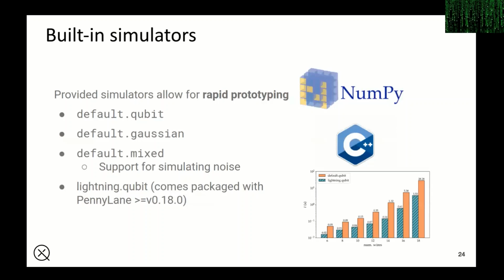The last device that I would like to mention here is the lightning.qubit device. This is a device we've been working on for some time now, and it is now shipped by default with PennyLane, with the 0.18 release that we have made. On the right-hand side, you can see a comparison between default.qubit and lightning.qubit for the adjoint differentiation method, and it's much faster to be used for most use cases. So I really recommend that you check out lightning.qubit here.